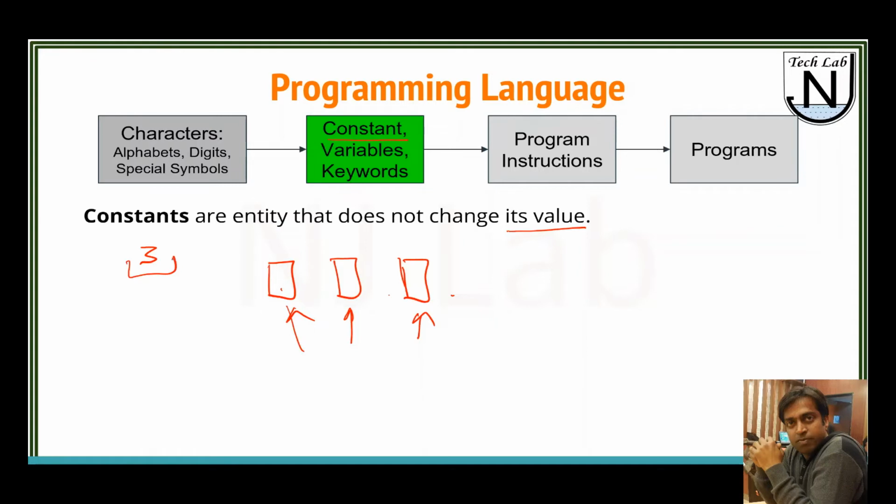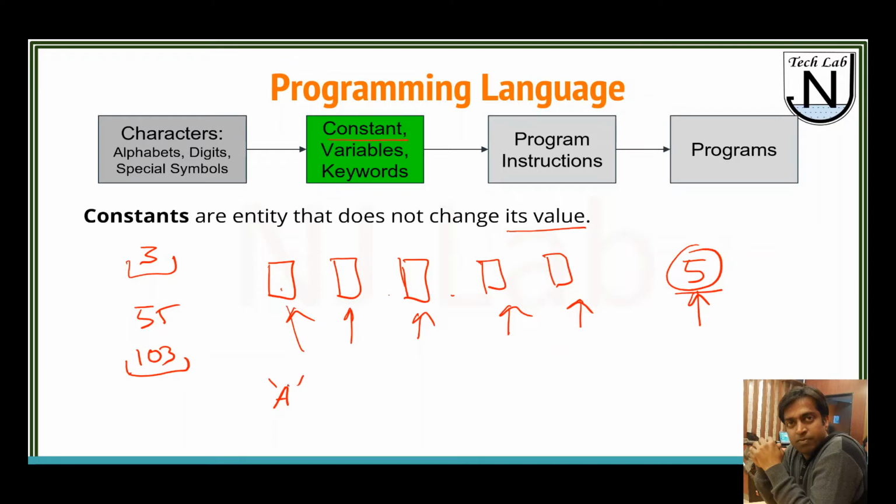Suppose we buy 2 more chairs, so it becomes 5, right? Now 5 itself is a constant; the meaning of 5 remains constant. When someone says 5, it means a quantity of 5, so it is a constant. So these values 5, 3, 55, 103, all these quantities are constant. Similarly, if we talk about alphabets, the meaning of A is constant. We cannot replace A with B. So all these are constant.